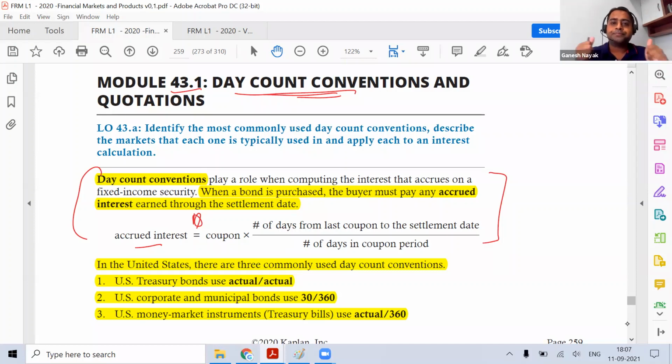All good? Everybody clear on the formula? This part is your smaller t and this part is your bigger T. Now, how do we calculate that T? That logic is explained over here.